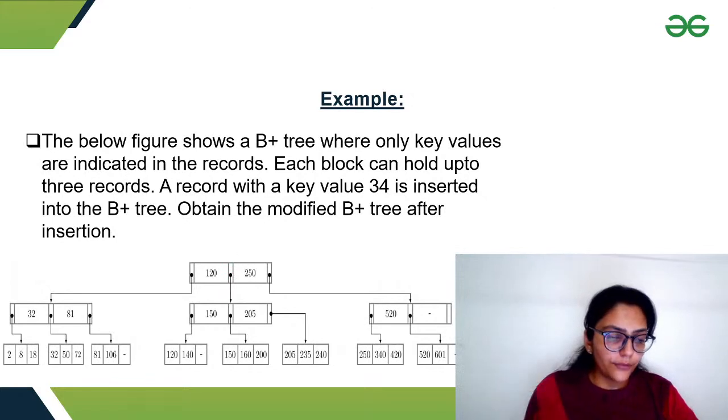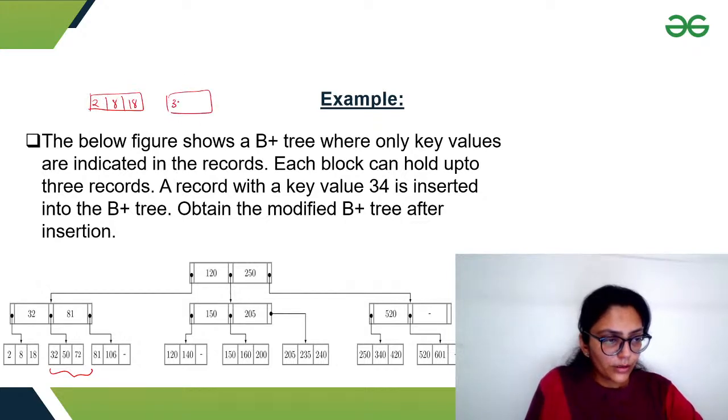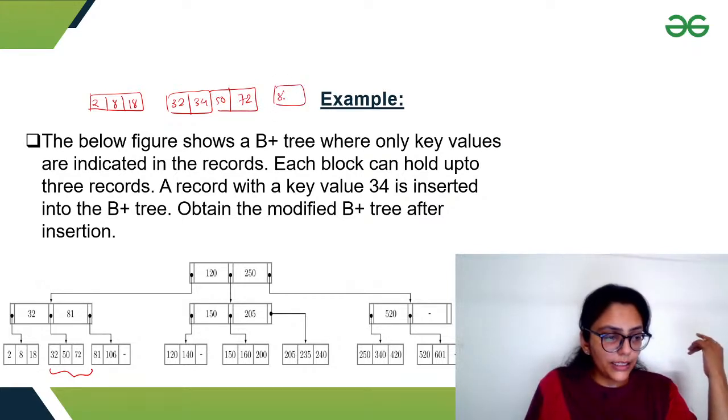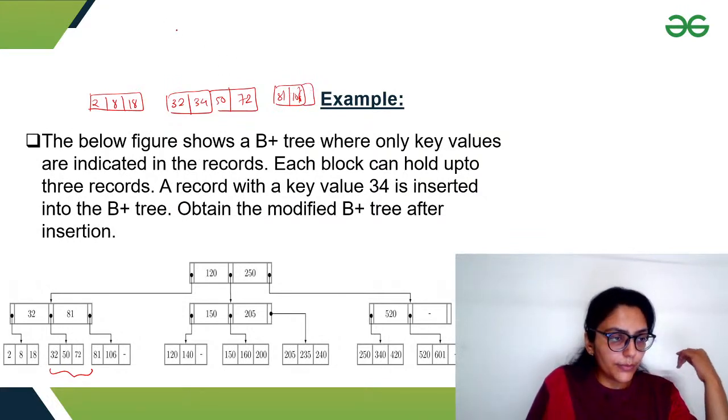Record with the key value 34 is inserted into B plus tree. तो अगर हम 34 insert कर रहे हैं तो वो यहाँ पे insert होगा. तो it will be like 2, 8, 18, 32. Now see, it is right biased. So 32 and ये क्या हो जाएगा, 32, 34, 50 and 72 like this. फिर यहाँ पे आएगा 81, 106. I am not drawing the rest of those because it will be same actually.